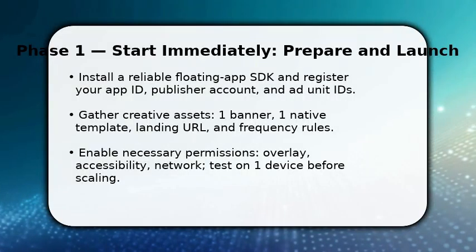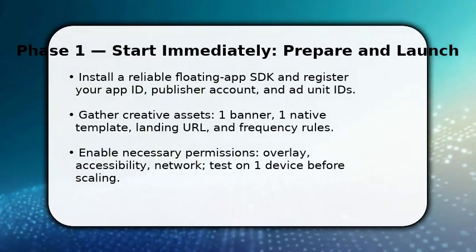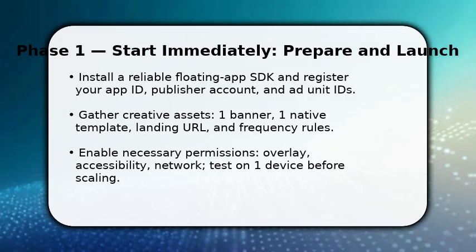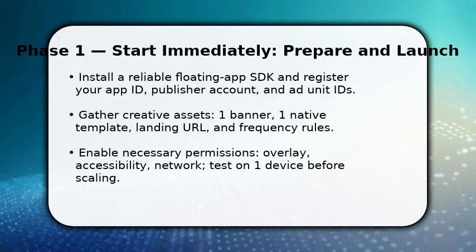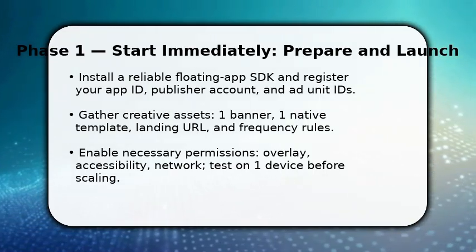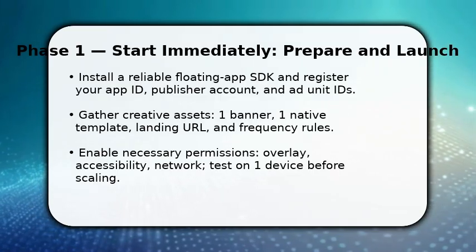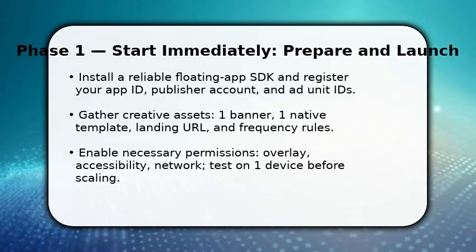You will begin by installing the Floating App SDK and registering your publisher account. Do that now. Once done, integrate the ad unit ID and drop the banner and native assets into the designated folders so the overlay can render instantly. Make sure to enable overlay, accessibility, and network permissions. These are required for CPM events to fire.